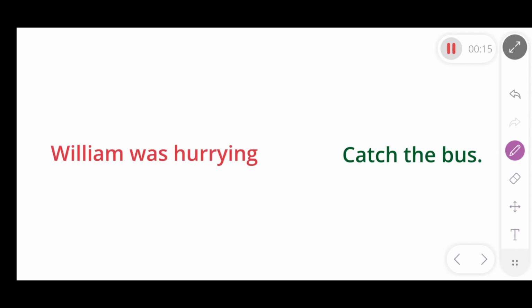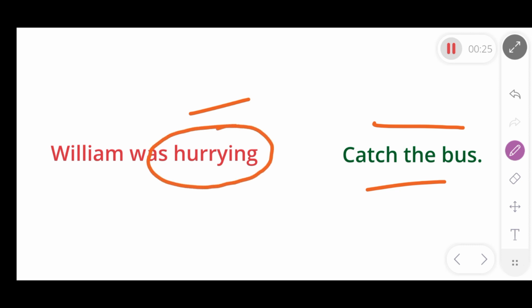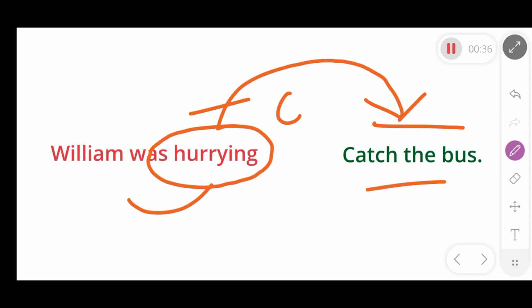To, in order to, and so as to are words that are used to express a purpose, or to say why we do certain things. For example, in this sentence, William was hurrying to catch the bus. William was hurrying, he is doing something. The purpose of this hurrying is to catch the bus. Now, to connect the purpose with the doing something, we use to, in order to, or so as to.